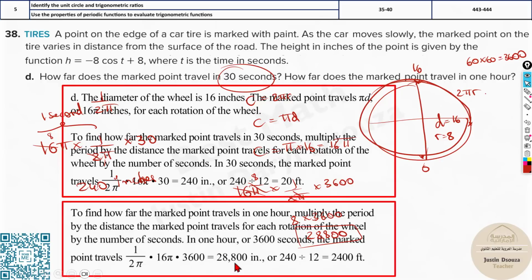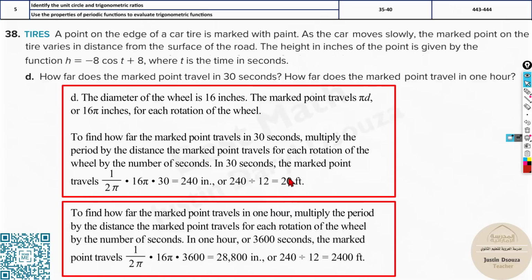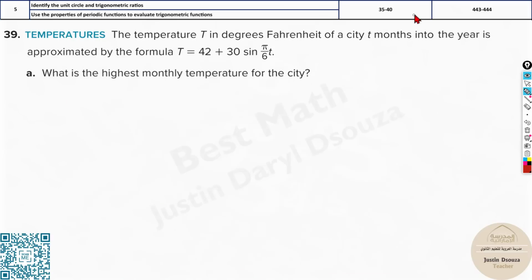Now whatever answer we got is in inches, but if you want it in feet, which they have not asked, you can just divide by 12, because 1 foot is 12 inches. You just divide by 12 and you get the answer in feet as well. This is up to you. So this is how we solve this particular problem.